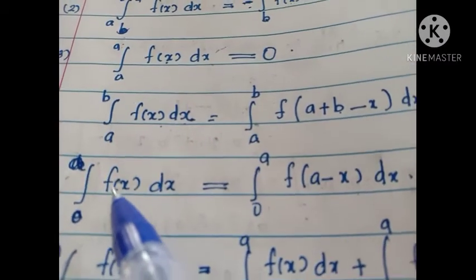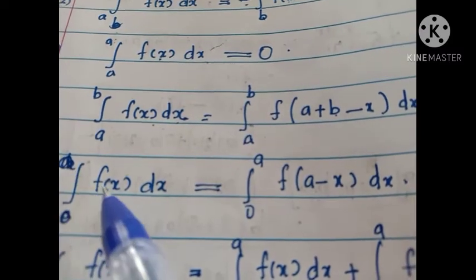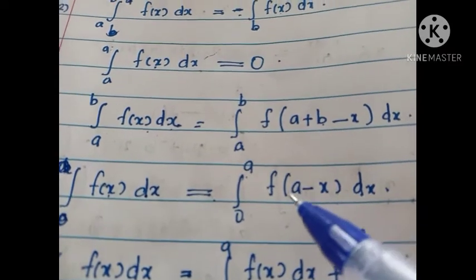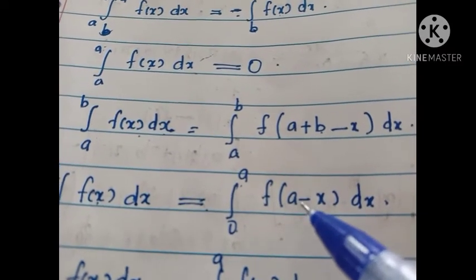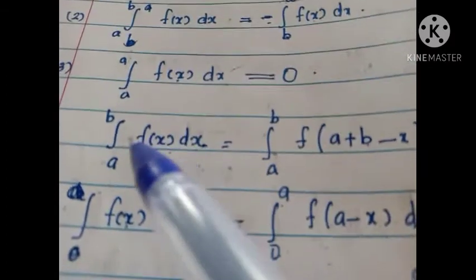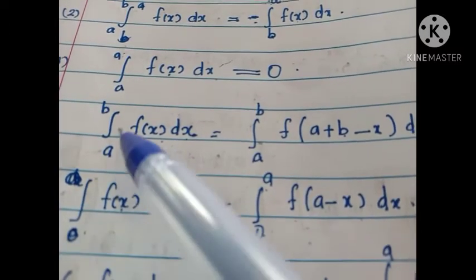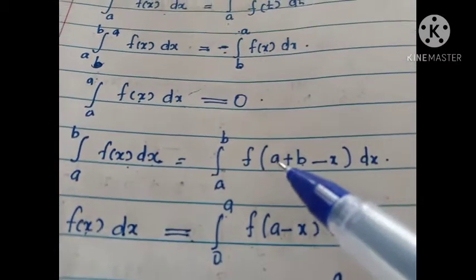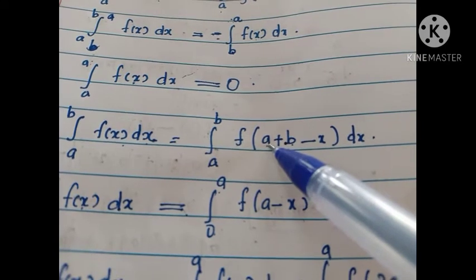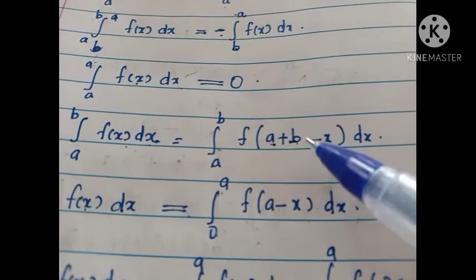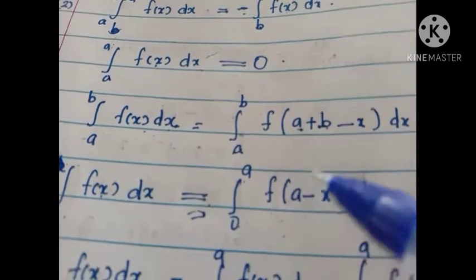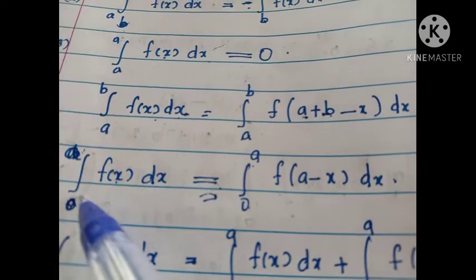Now see the next property: integral from 0 to a f of x dx is equal to integral from 0 to a f of a minus x dx. Actually this property is a particular case of the previous one. If we put a equal to 0 and b equal to a there, what will happen? The 0 stays, and a plus b minus x becomes a minus x. So there is no need to memorize this one. It is a special case of the previous one, that is, sum of the limits minus x.